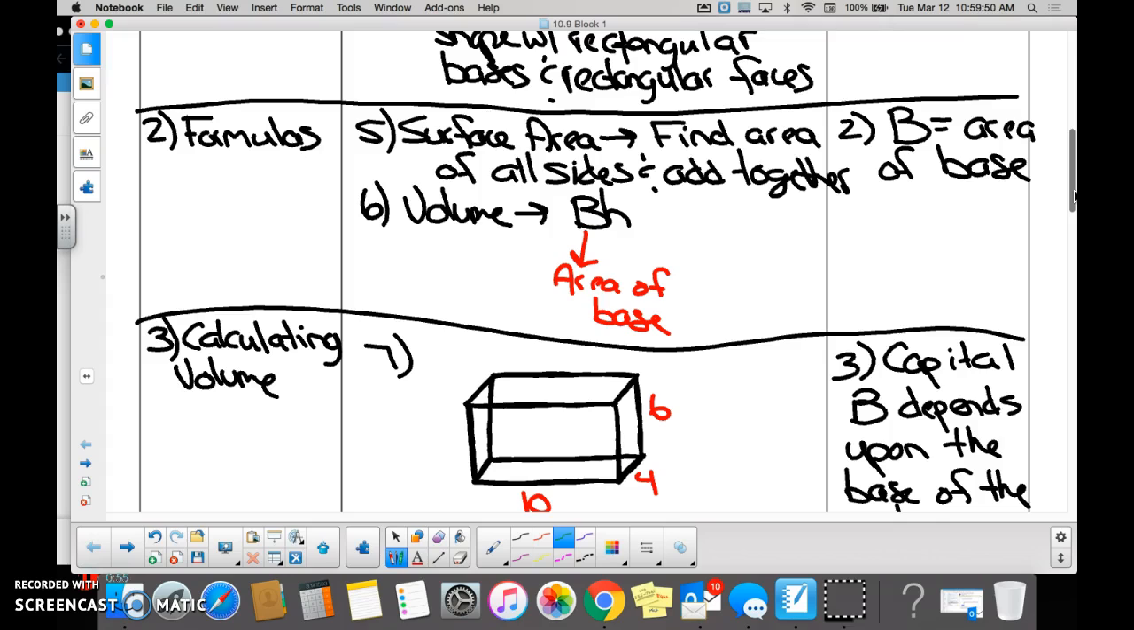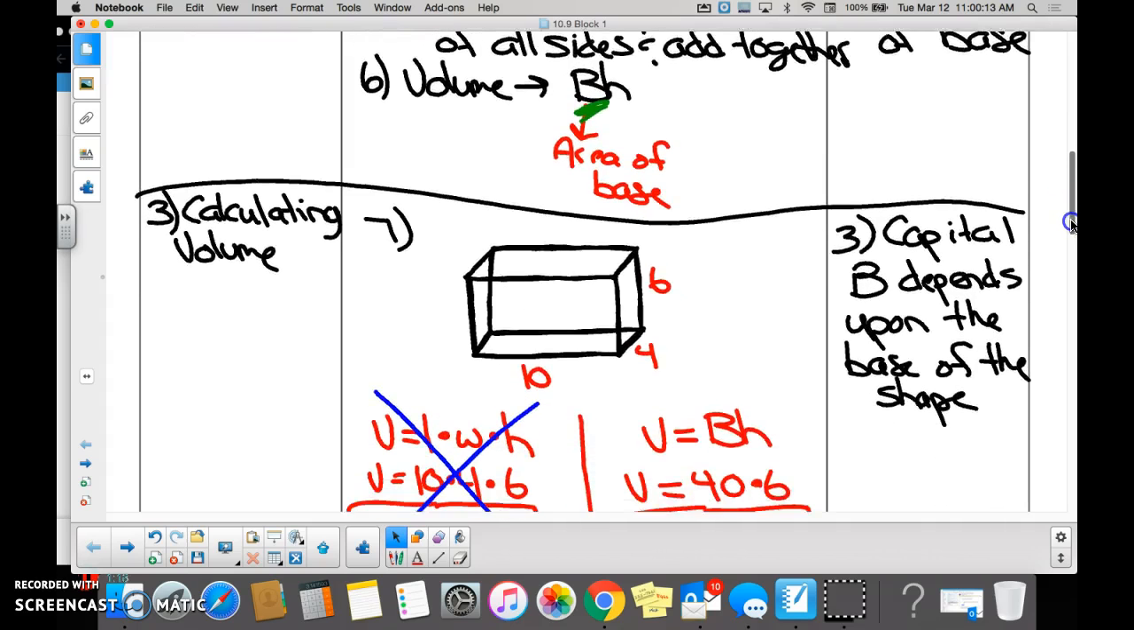And then volume, does that have a formula? Yes. You guys need to answer my questions. And the formula is what? Capital B. And what does capital B stand for? Area of the base. And does that change depending on the prism? Yes. So for example, a triangular prism is going to have a different formula for the area of a base, right? Because triangles are divided by 2. Rectangles are not. So here's your example.